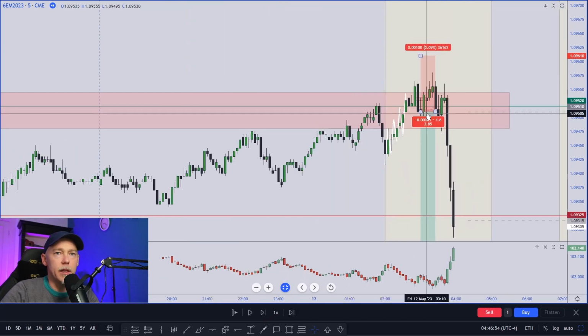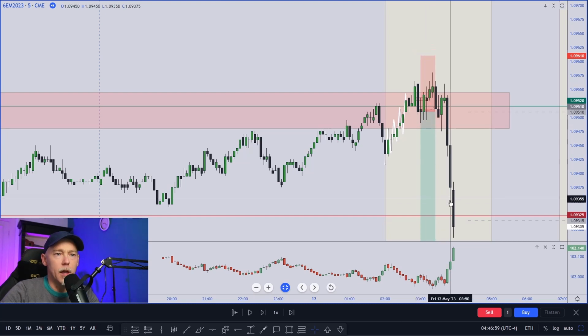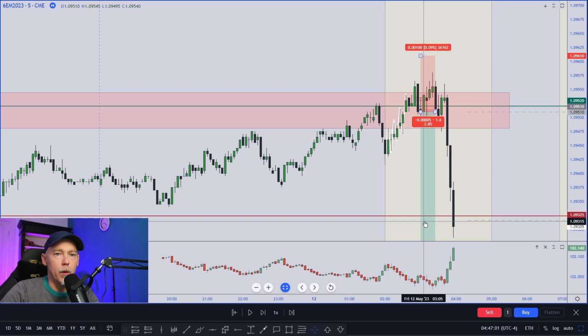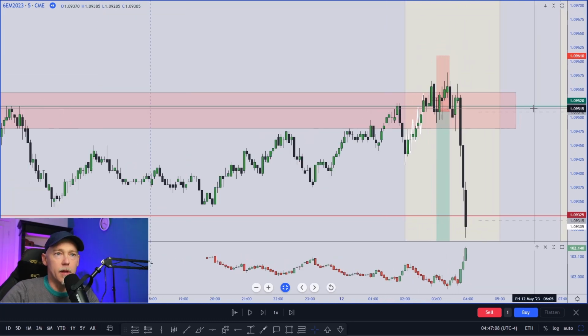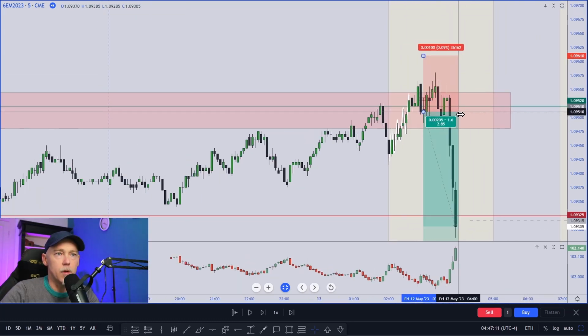So I was in at 1.0951 and I exited at 1.0931. So I took 20 pips out of the trade with a 10 pip stop. So that worked out really, really well there this morning.